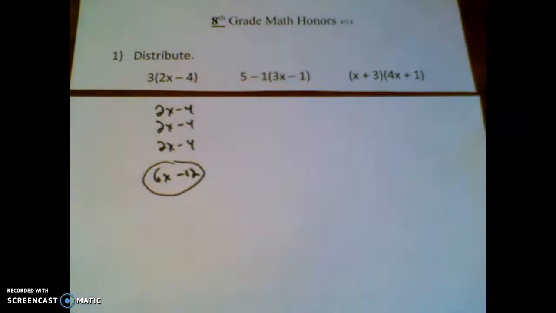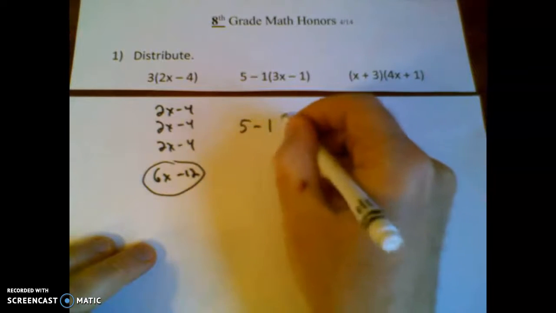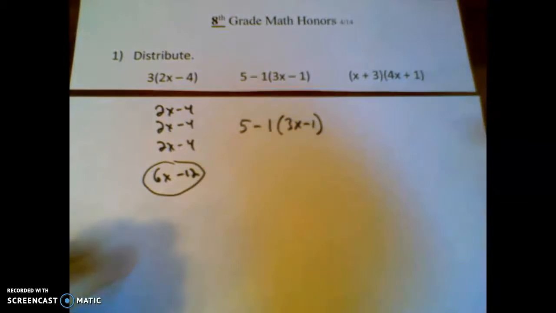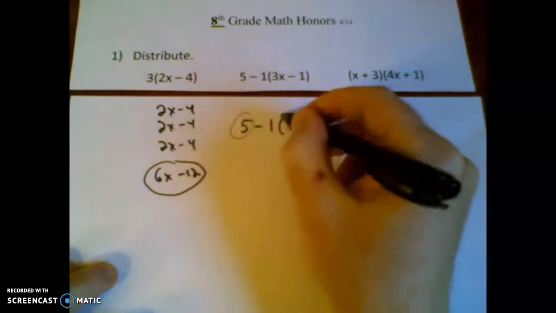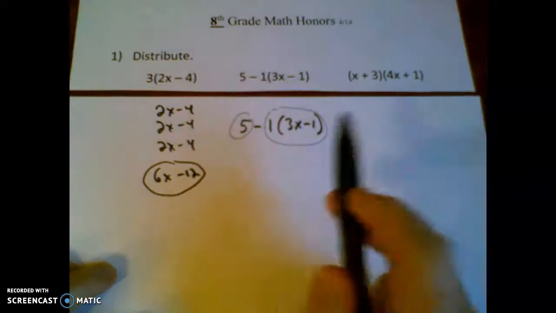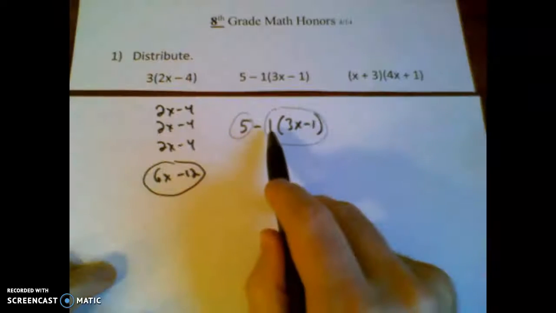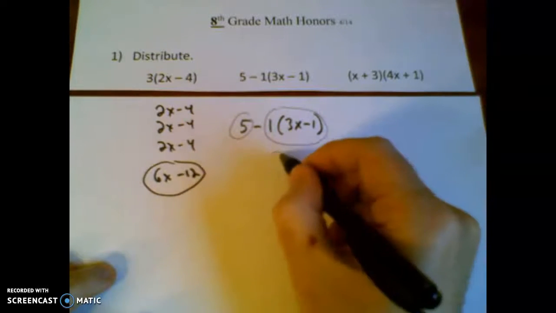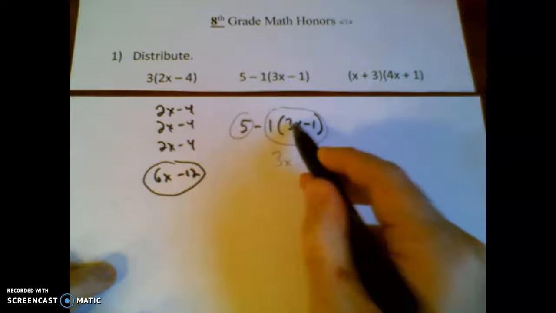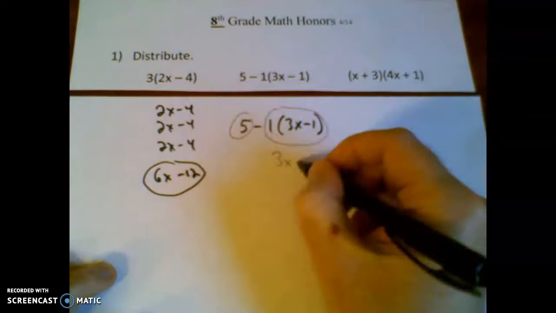The second one, I might want to circle my terms first. So if I rewrite this problem and then circle my terms, remember terms are separated by plus or minus signs that are not in parentheses. I'm going to simplify this part. So I'm taking 1 times 3x. That means I have one group of 3x's. I'm taking 1 times negative 1, or one group of negative 1.